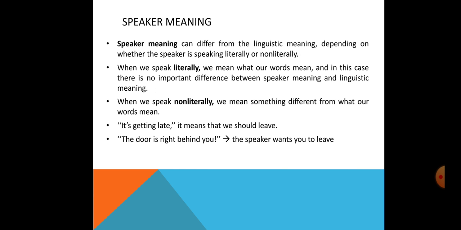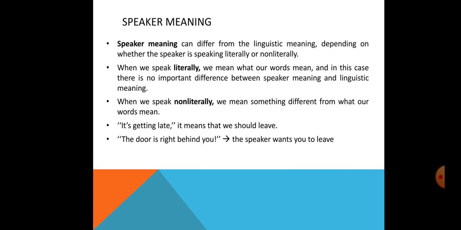Meanwhile, based on the speaker, meaning can differ from linguistic meaning. It depends on whether the speaker is speaking literally or non-literally. When we speak literally, we mean what our words mean, and in this case, there is no important difference between speaker meaning and linguistic meaning. But when we speak non-literally, we mean something different from what our words mean.